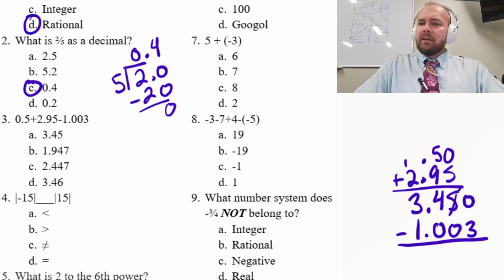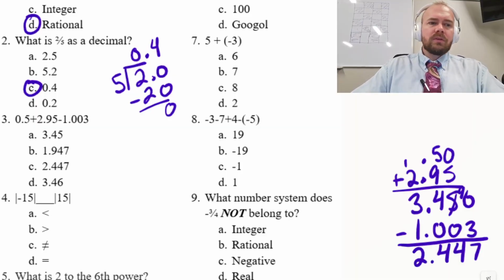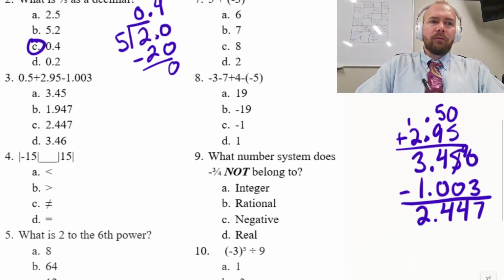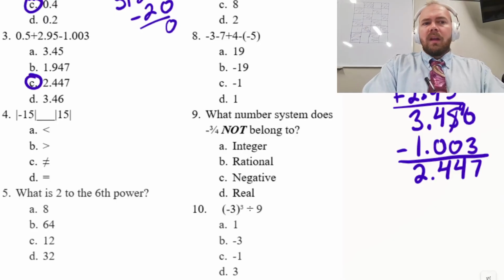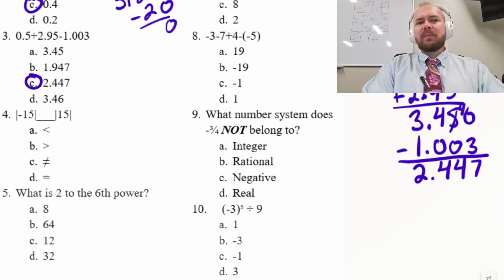I'm going to have to carry here. That's going to go down to 4, and that's now a 10. 10 minus 3 is 7. 4 minus 0 is 4. 4 minus 0 is 4. 3 minus 1 is 2. So 2.447. That's C.